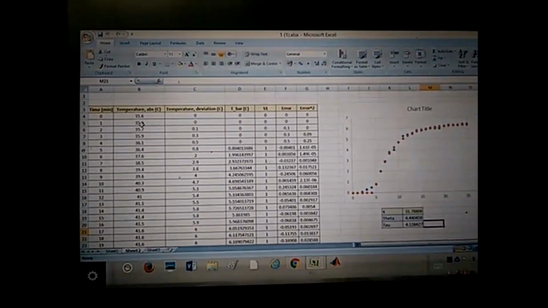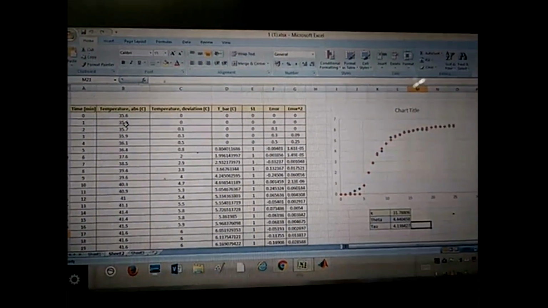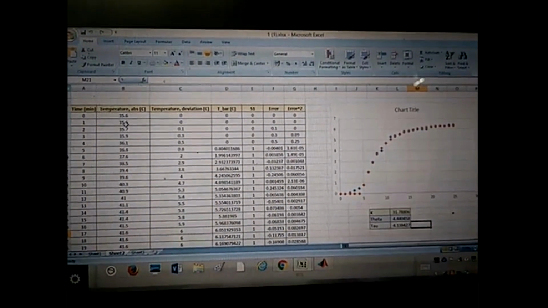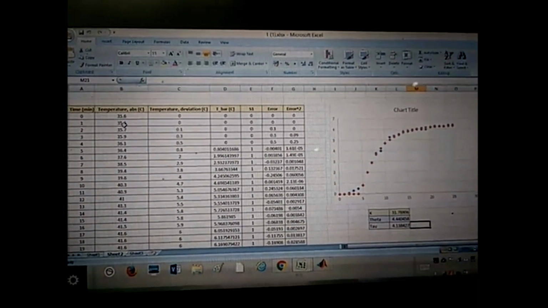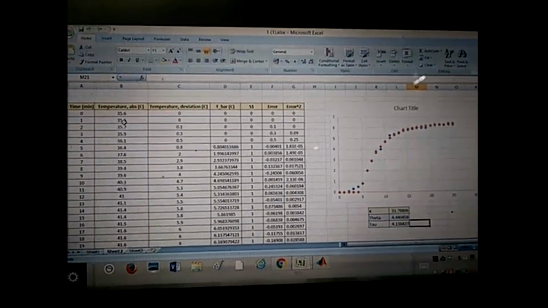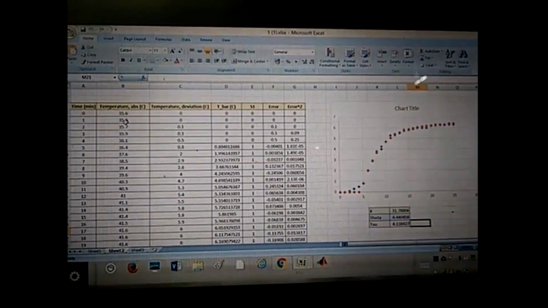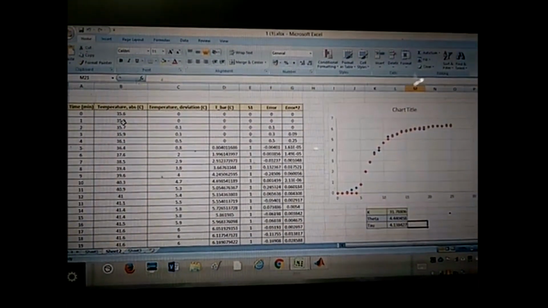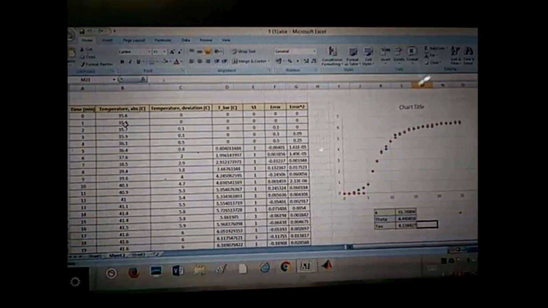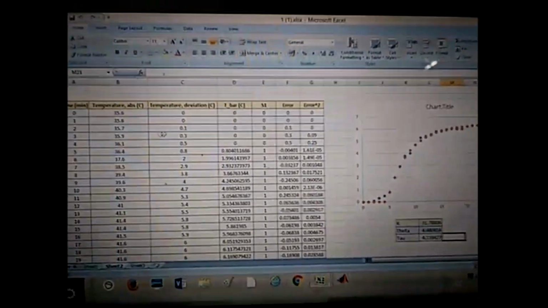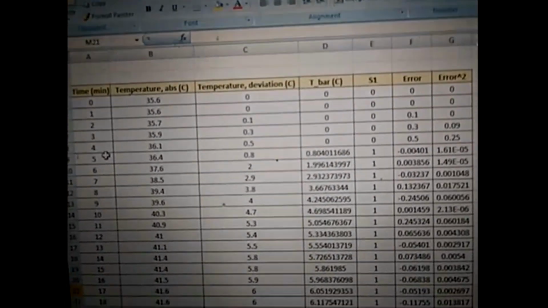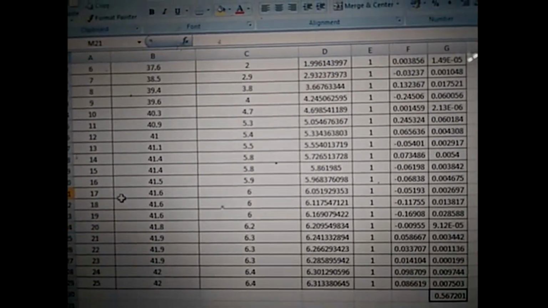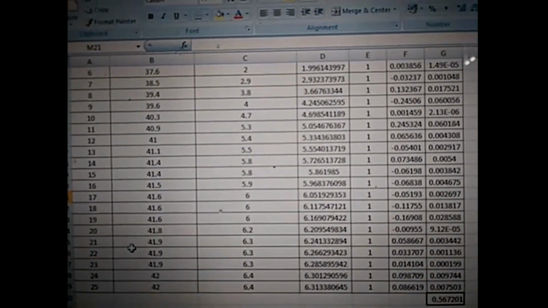Next, from that we will do a linear regression by finding a T bar, and using linear regression we use negative error squared, sorry, error squared. Then the total of error squared, we will approach to 0.